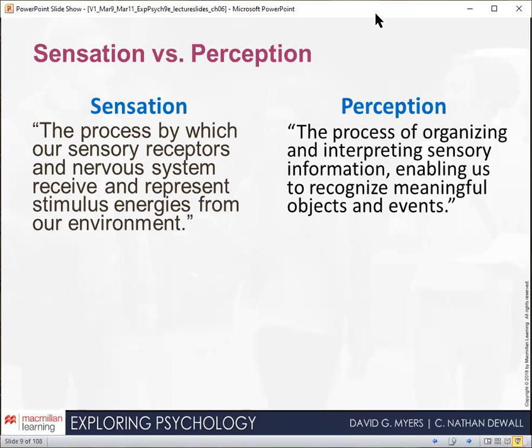So we want to sense something out in the environment, perceive and understand what it is, and then ultimately we want to be able to do something about it. So we want to sense, perceive, and then have the appropriate response. But that appropriate response depends on us first sensing it and then perceiving it or understanding it. Now let's look at a slightly simpler definition of these two ideas here.